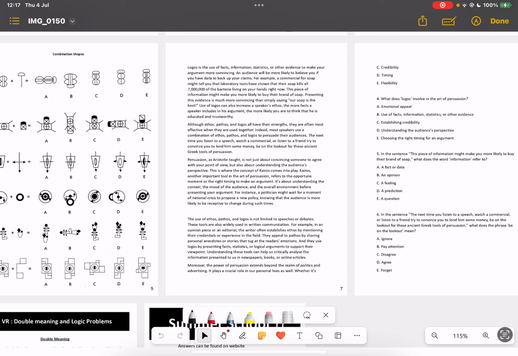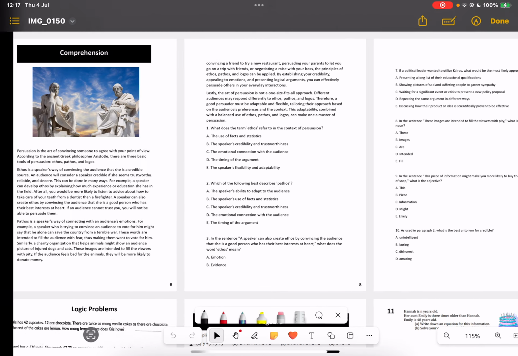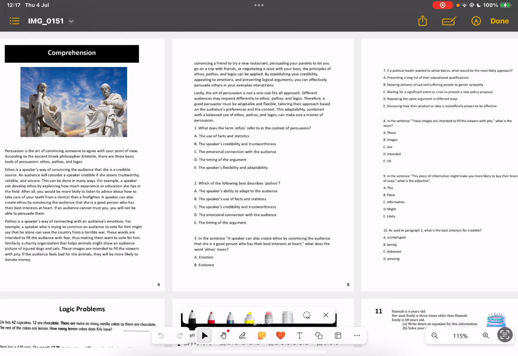Moreover, the power of persuasion extends beyond the realm of politics and advertising. It plays a crucial role in our personal lives as well. Whether it's convincing a friend to try a new restaurant, persuading your parents to let you go on a trip with friends, or negotiating a raise with your boss, the principles of ethos, pathos, and logos can be applied. By establishing your credibility, appealing to emotions, and presenting logical arguments, you can effectively persuade others in your everyday interactions.